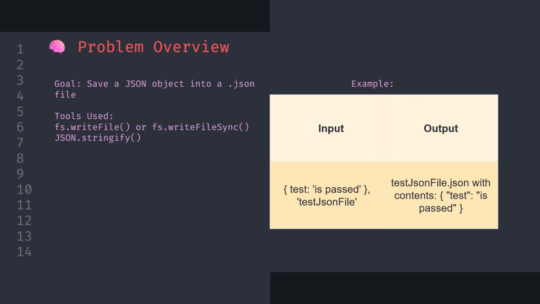The objective is to serialize a JavaScript object and persist it in a file. We'll use JSON.stringify to convert the object into a string, and fs.writeFile or fs.writeFileSync to write that string into a file. This method is especially useful for logging and storing structured data.